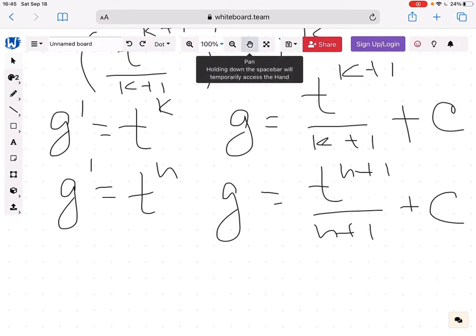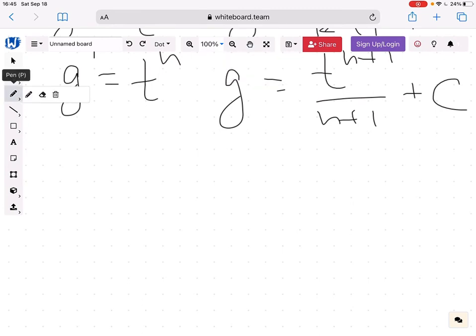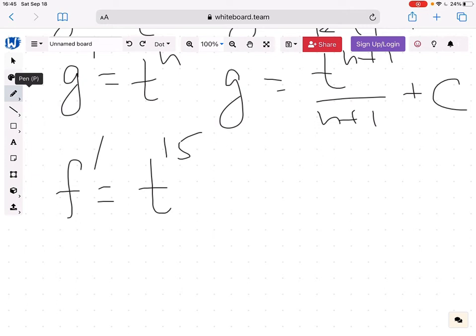So now if somebody comes to you and says, okay, I have my function f as t to the power of 15. All right, why not? Sorry, if you have f prime as t to the power of 15, you say, well, your f has got to be t to the power 16 over 16 plus some constant. All right.